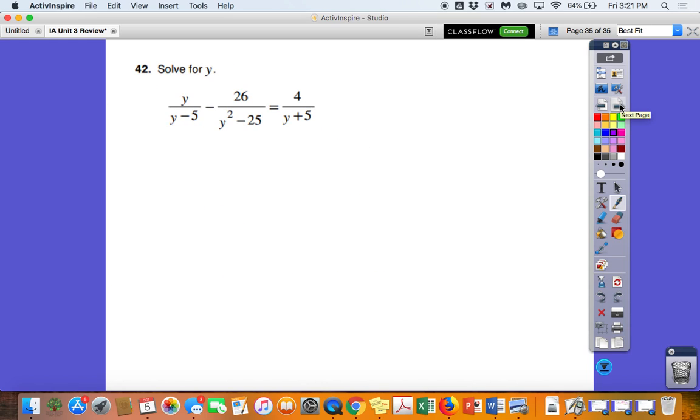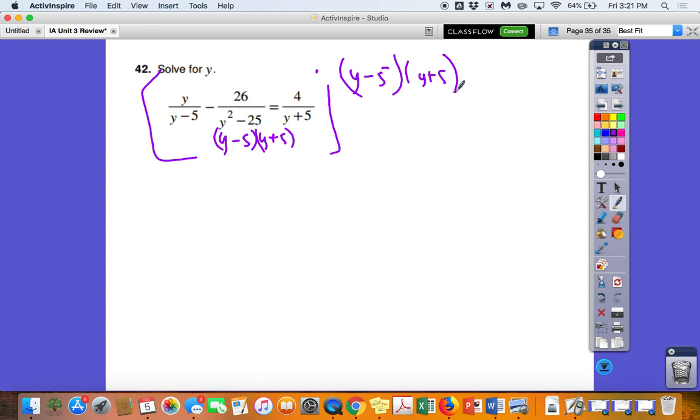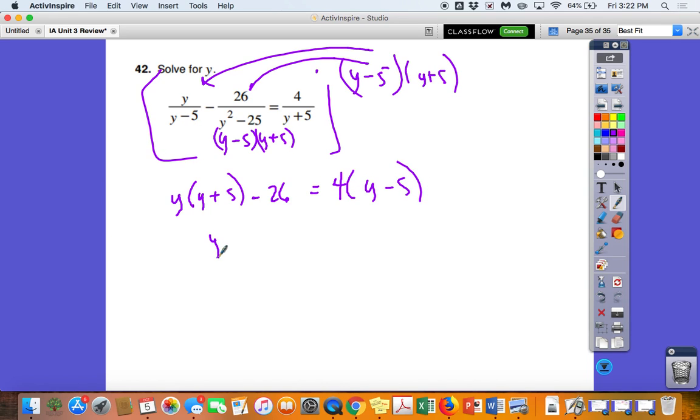Real quick, if you did this one, that's x minus 5 and x plus 5. That's your common denominator. So if you multiply everything by that, it should reduce fairly quickly. You've got y times the other guy. And then in here, you've got to bring down your minus, and you just get the top because both of the bottoms go. Bring down your equals, and you're going to have the top times the other guy, which is y minus 5. So y squared plus 5y minus 26.